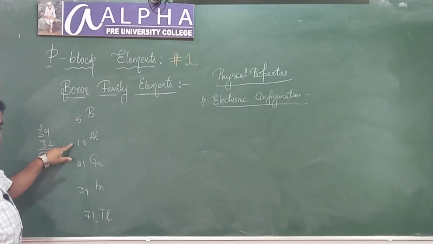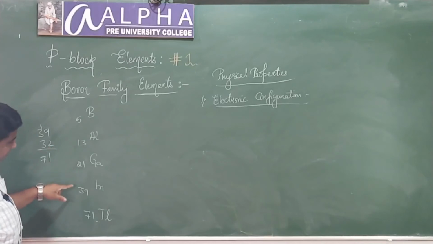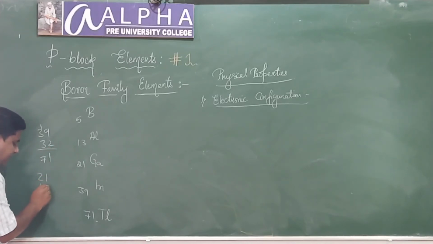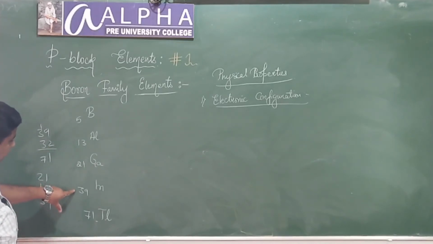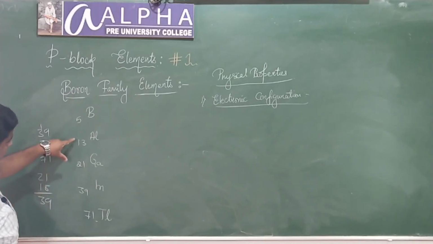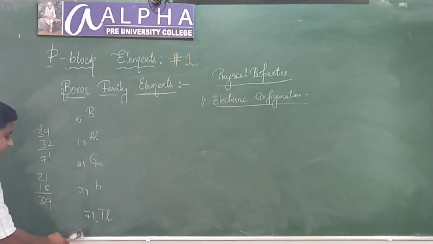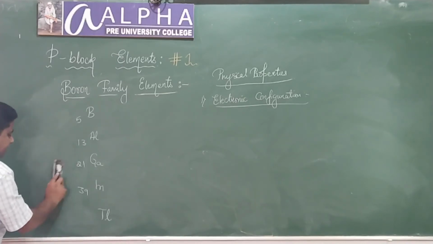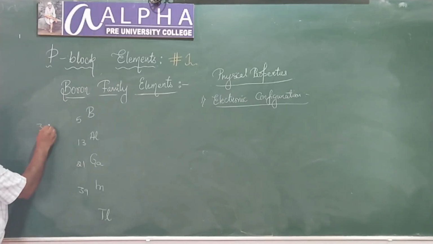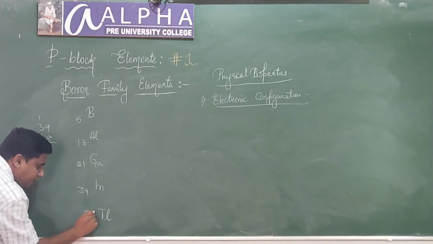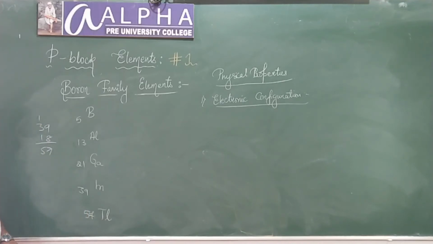Okay, so 5 plus 8 is 13. 13 plus 8 is 21. 21 plus 18 is 39. Here we have added 5 plus 8, then 8, then 18, and then again 18. 39 plus 18 is 57, I'm sorry, the atomic number of thallium is 57, understood?